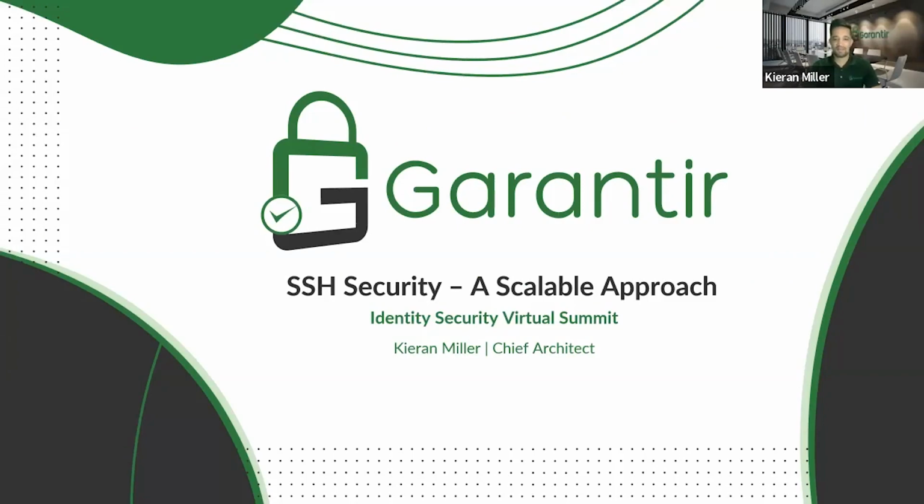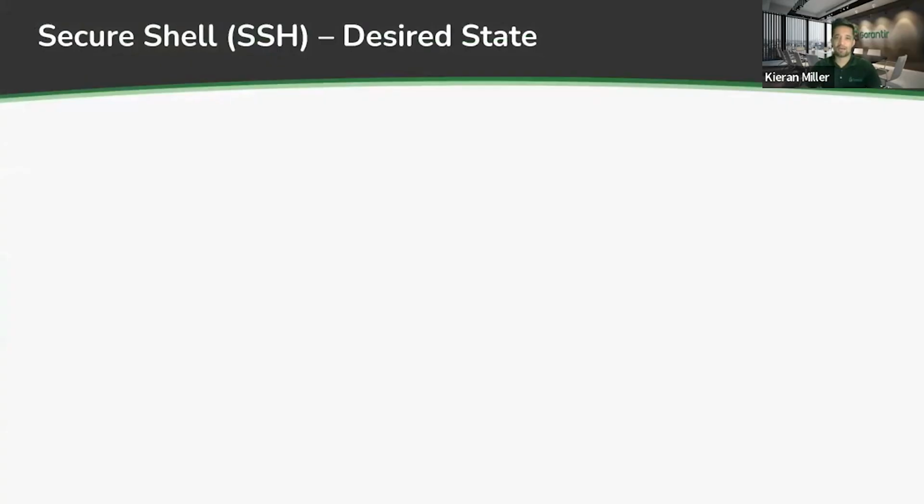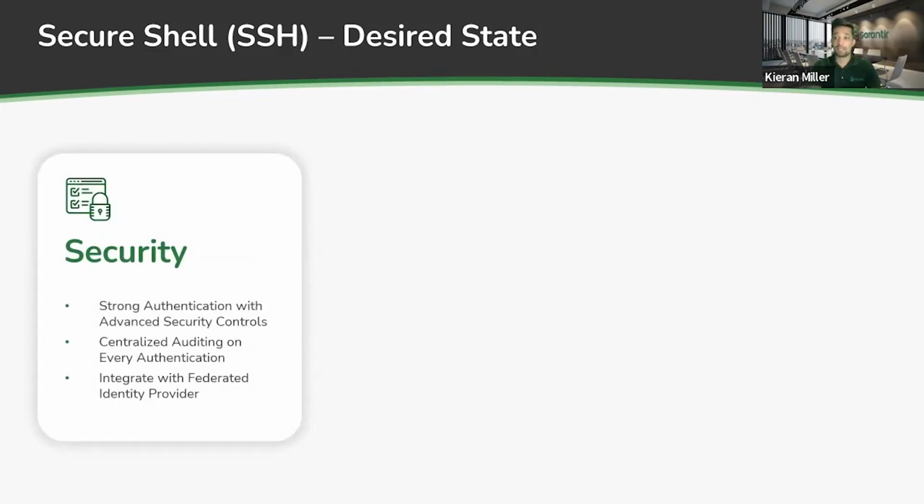As Brian said, I am the chief architect here at Garantir, and we're here to talk about a scalable approach to securing SSH. Now, before we can talk about how to secure SSH, we should talk about what the desired end state is. Of course, we want it to be secure. What does that mean? We want to be able to enforce strong authentication controls. We want centralized auditing every time a user authenticates. And we would ideally like to integrate with a federated identity provider. This could be Active Directory, Okta, or something else.